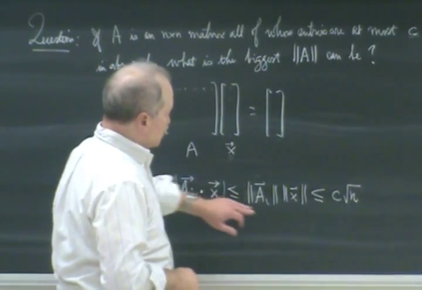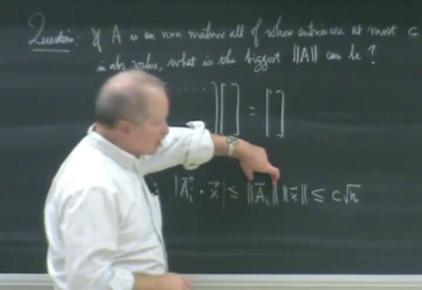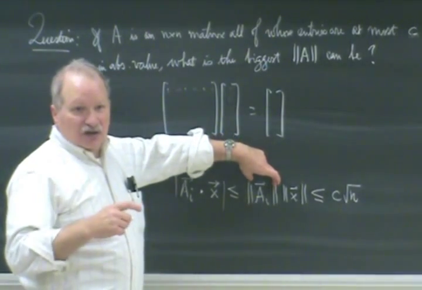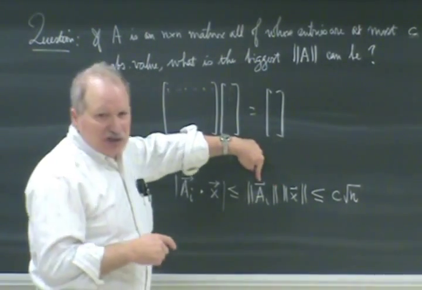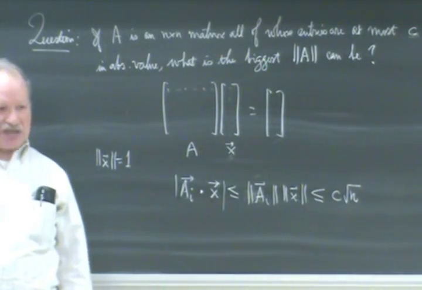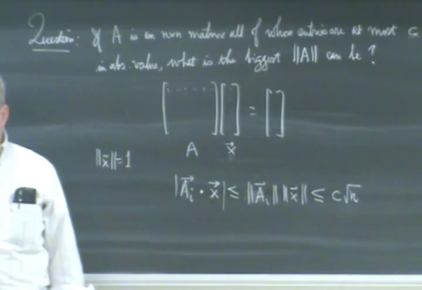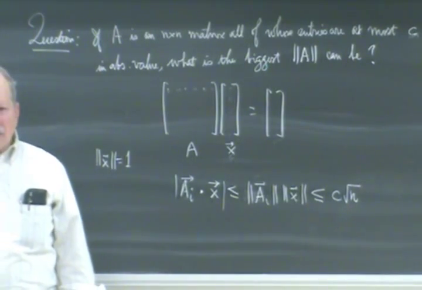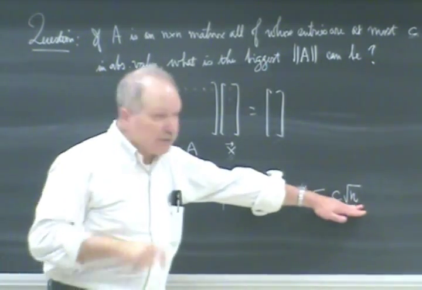I'm saying the most. So the most this could be is a vector. Think about it: each entry is at most C in absolute value. So when you do the sum of the squares, you get C squared plus C squared plus C squared, n times, square root. So you get that.